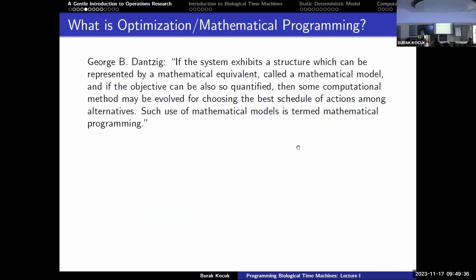Okay. Now, I talk about optimization. But what is really optimization? So here's a quote from George Dantzig. George Dantzig is pretty much known as the founder of the operations research field. I can't tell you that, but maybe it will take me a few minutes.